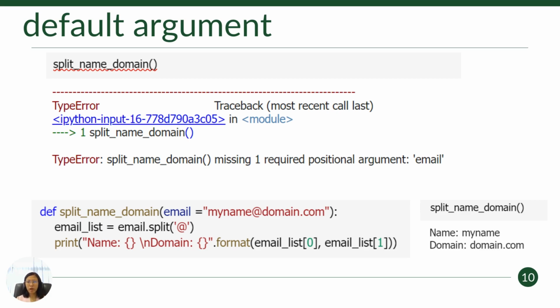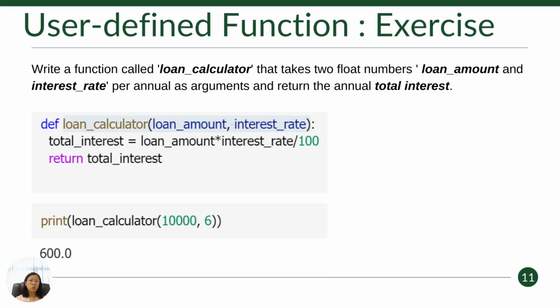All right. Now, let's do a bit of exercise. Here, I'm going to write a function called loan calculator that takes two float numbers, right? Loan amount and interest rate. Then we are going to calculate the total interest and return the total interest value. All right. So simple mathematics, total interest is loan amount times interest rate divided by 100. So this is the total interest that you have to give to the users.